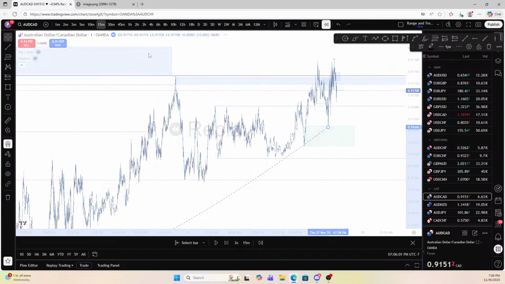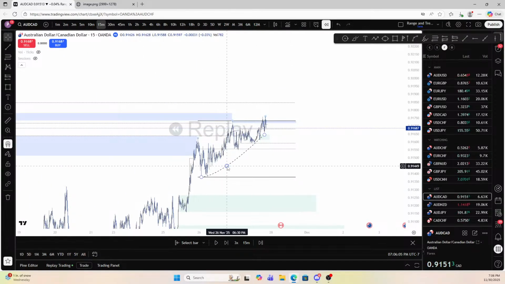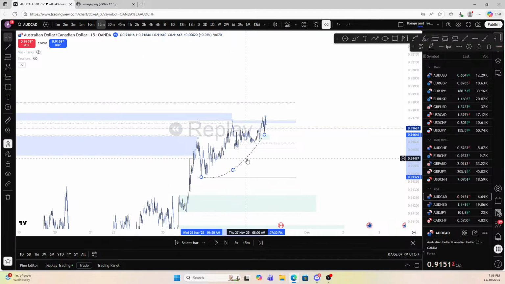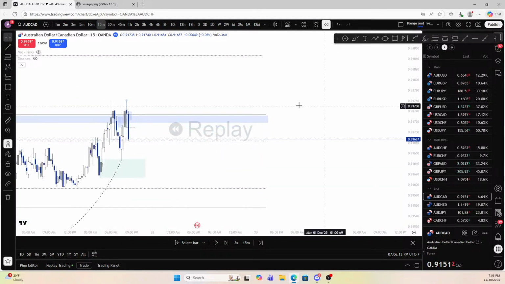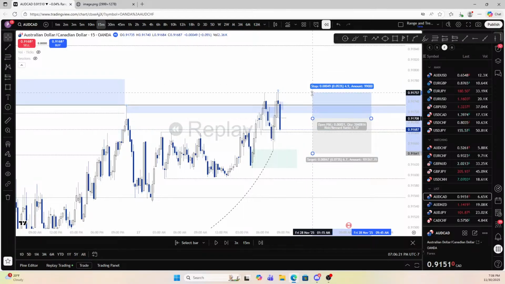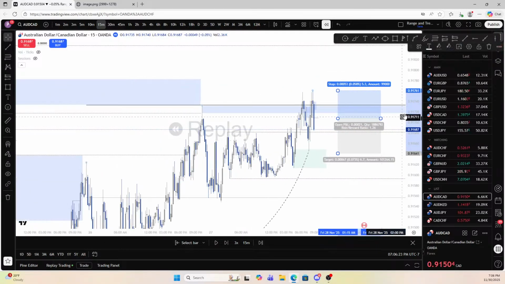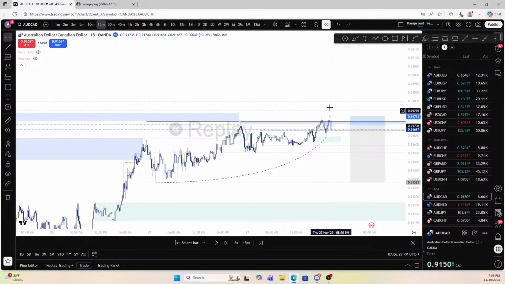And I slept through this because I fell asleep after I took the L. I was like, okay, time to go to bed. But you can see that this would have been a really decent entry. It's like a 6.04 RR or something like that. 6.13.